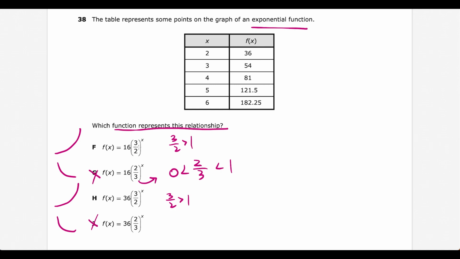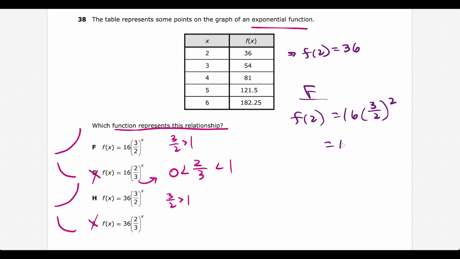So now to determine which one of these it is, what we could say from the graph here is this tells us that f of 2 is equal to 36. So we could take the remaining answer choices and plug in x equals 2 and see which one gives us 36. So for choice F, we would have f of 2 is equal to 16 times 3/2 squared. And if we do 3 over 2 times 3 over 2, that's going to give us 9 over 4. And then 16 over 4 is 4. 4 times 9 is 36. So check it out, it matches.